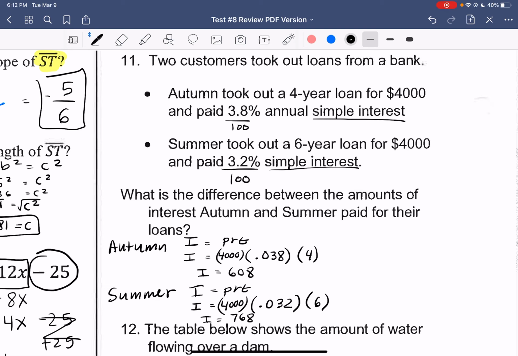So they're asking for the difference between Autumn and Summer. So we're going to take the 768 from Summer and the 608 from Autumn and divide. Or sorry, not divide, subtract. So that would give us $160 difference in interest that both of them earned. Or sorry, I guess paid, not earned.